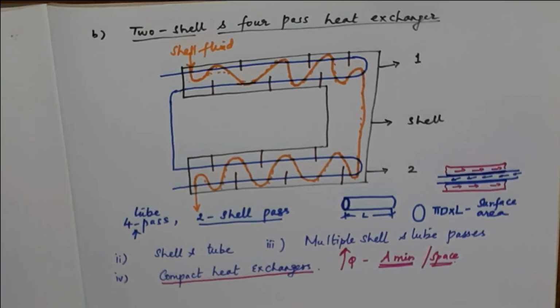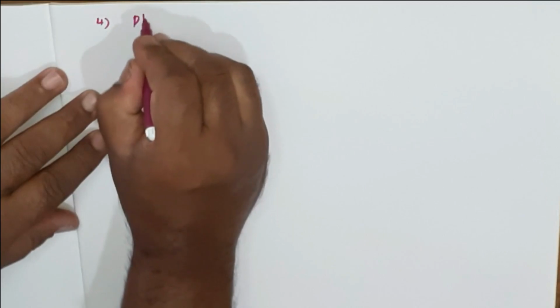So try to keep as short a length of tubes as possible and try to exchange the maximum heat so that your material cost will reduce. The heat exchanger effectiveness will be great. The space of it will be less. So that's very, very important. As far as the examination point of view, the definition and the need of compact heat exchangers is very important.